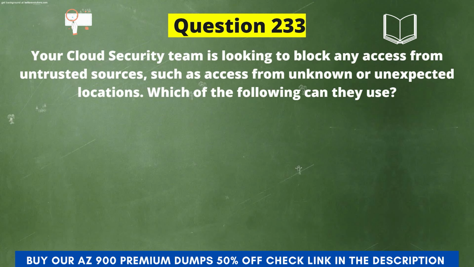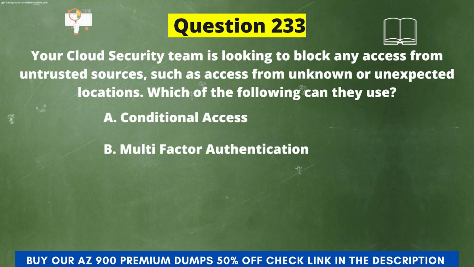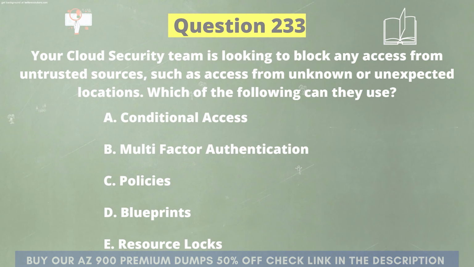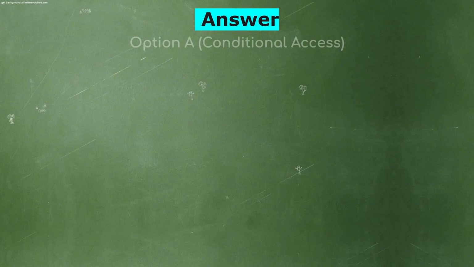Next question. Your cloud security team is looking to block any access from untrusted sources, such as access from unknown or unexpected locations. Which of the following can they use? And the options are A. Conditional Access. B. Multi-factor authentication. C. Policies. D. Blueprints. E. Resource locks. And the correct answer is option A.